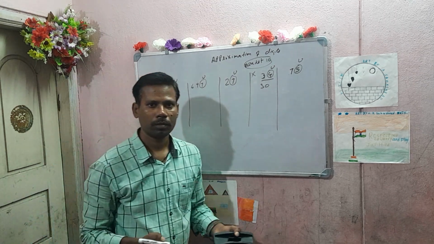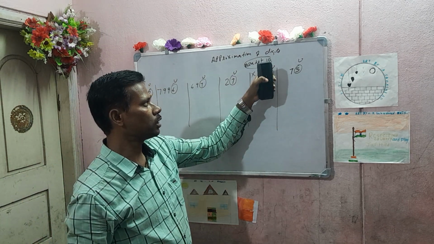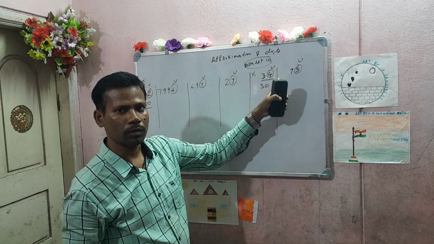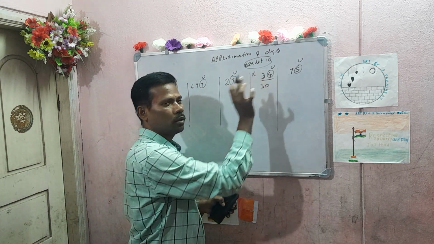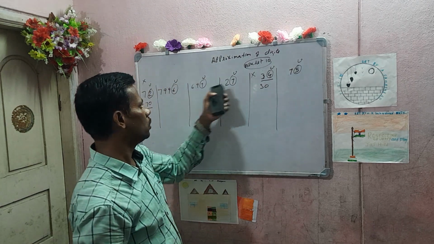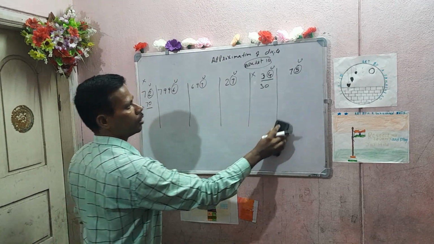Did you understand the concept? For the nearest 10, you have to see the units digit. If that digit is less than 5, don't add anything, and the units place you have to fill with 0. Come back to these scenarios. This I am erasing.